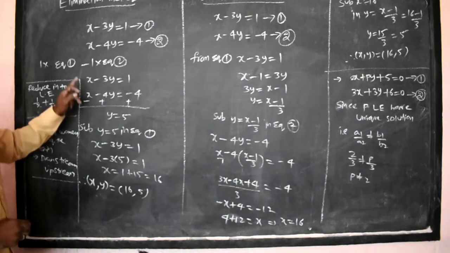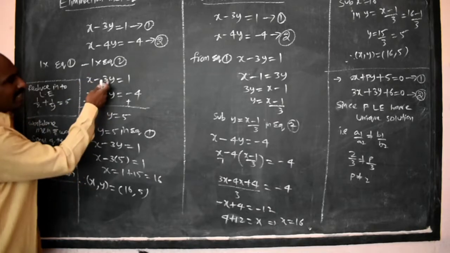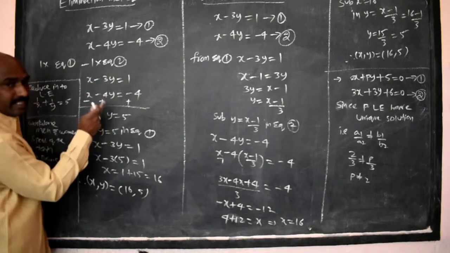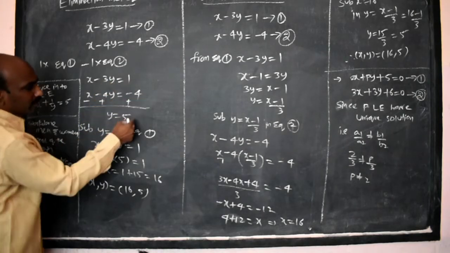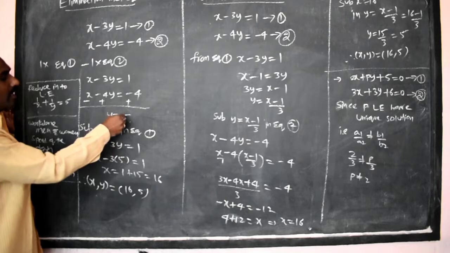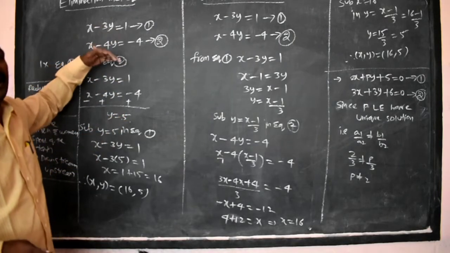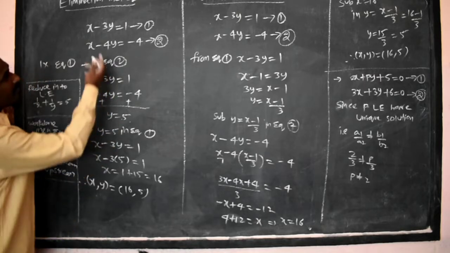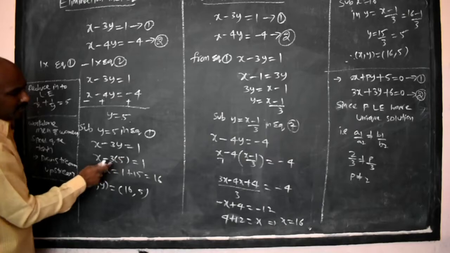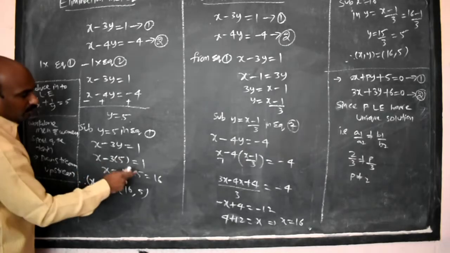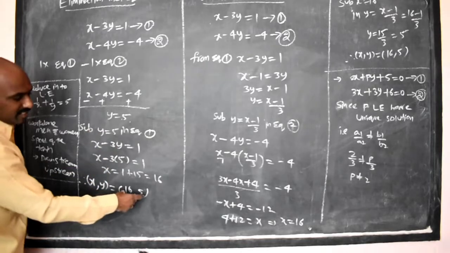Then x will get cancelled, and then 4y minus 3y is nothing but 1y. Both are like terms, 4y minus 3y is 1y and 1 plus 4 is 5. I got the y value as 5. Then you substitute this y value 5 in any one of the equations, either 1 or 2. If I substitute in equation 1, x minus 3y equal to 1, with y equal to 5, x minus 3 into 5 equal to 1, x equal to 1 plus 15, which is 16. Now the solution x comma y is 16 comma 5.